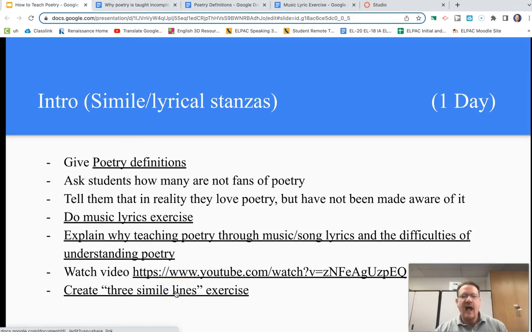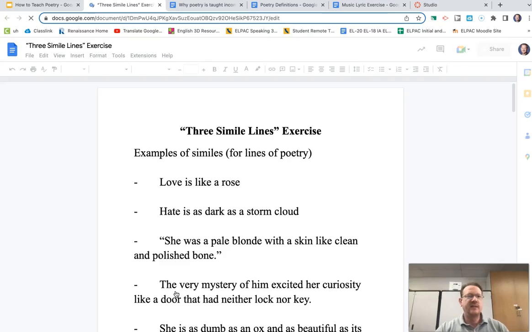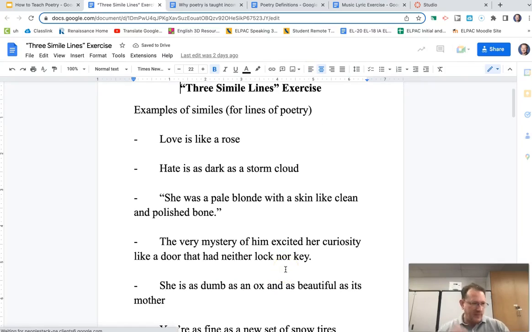Then we end class, and it sounds like this whole thing takes more than one day, but I promise you, it works by doing the 3 simile lines exercise. What I'll do is show examples first. I'm a big believer that if teachers don't show enough examples to students, it confuses students. Sometimes as teachers, we feel that our students would already know what similes are. Okay, you're right. But let's just show a bunch of examples, just to get them primed, right?